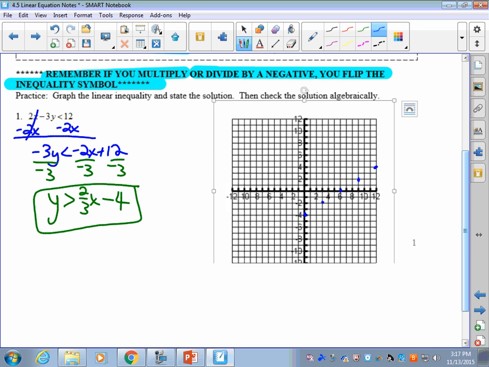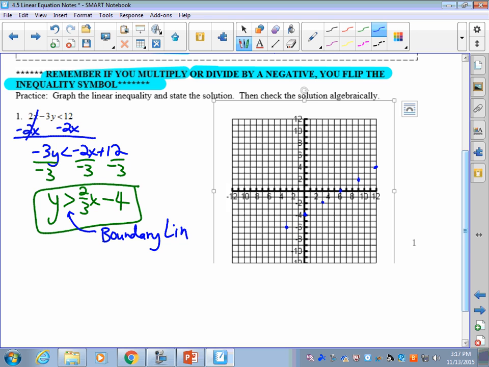Or I could have went down 2 and to the left 3. All right, so do you see the additional points showing you the direction, the steepness of our line? Now, step 3 says determine the boundary line. In order to determine the boundary line, I have to look at my inequality symbol.